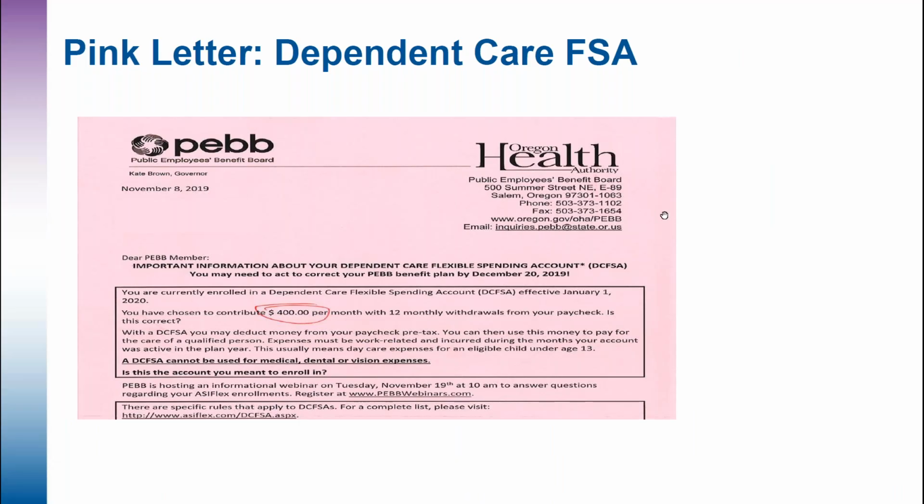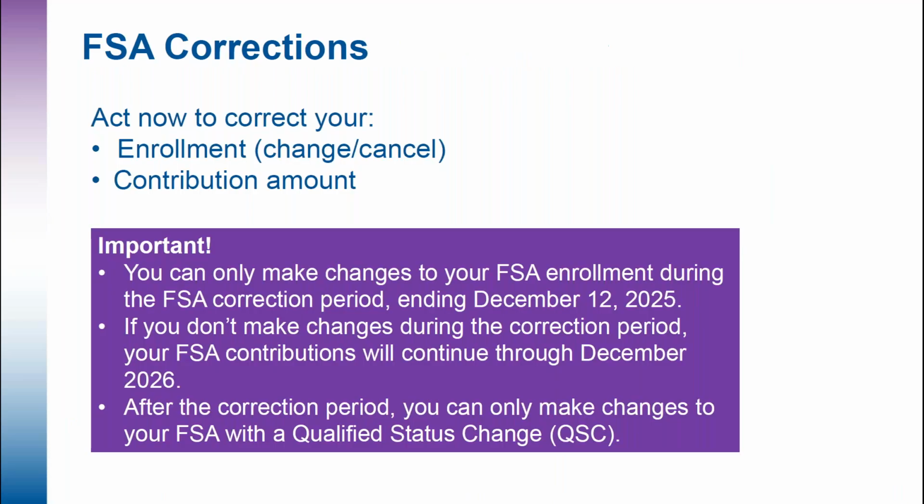I'm checking the questions, and okay, I'm seeing a few questions coming in. Sarah, next slide. FSA corrections. Oh, I see somebody saying it's overcast in Salem. Yeah, I'm in Lincoln City and it's overcast here and a little sprinkly. But hey, I have power and the winds are not 60 miles per hour, so I'm kind of happy about that.